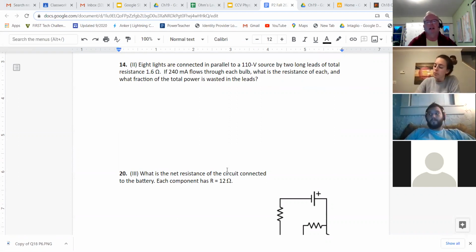Okay. Let's see, 8 lights connected in parallel to a 110 volt source by 2 long leads, like alligator clips, of total resistance 1.6 ohms. And then if you have 240 milliamps through each bulb, what's the resistance of each? And what fraction of the total power is wasted in the leads? This is an interesting question. I think there's an exam question like this that talks about what happens when you use a really long extension cord and some problems associated with that.